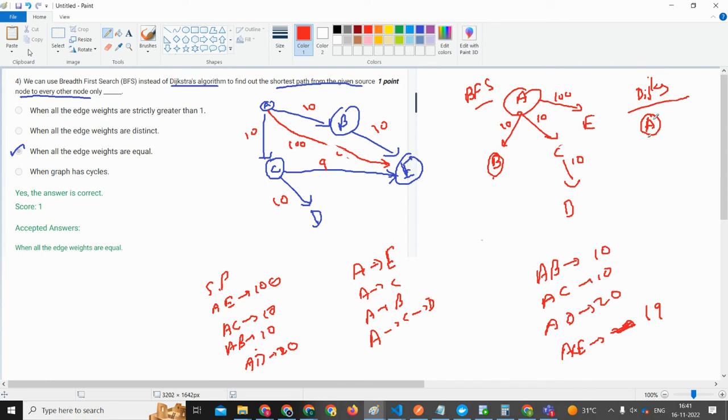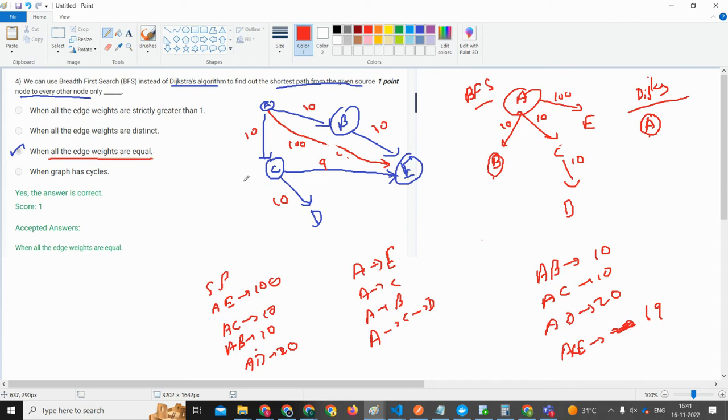But tell me, sir, one thing. If we use BFS for equal weights, when we want to go from A to E, we can go in one step, right? Correct, exactly. But when we use Dijkstra's, it means we can go A to C, C to E. Yes, that's right, but that is when you have unequal weights.